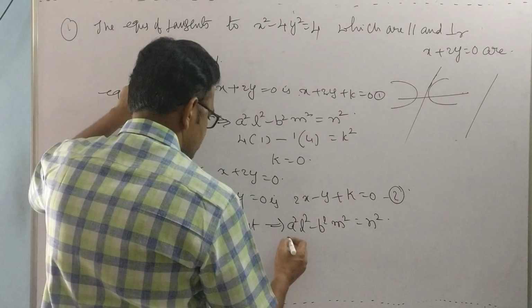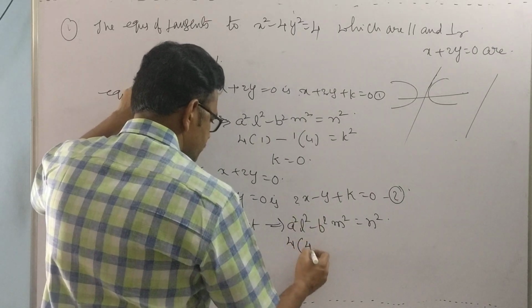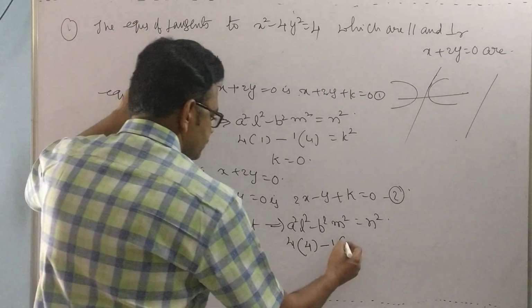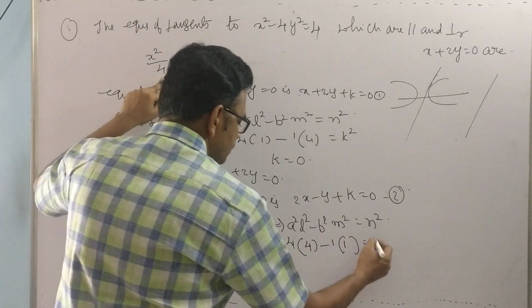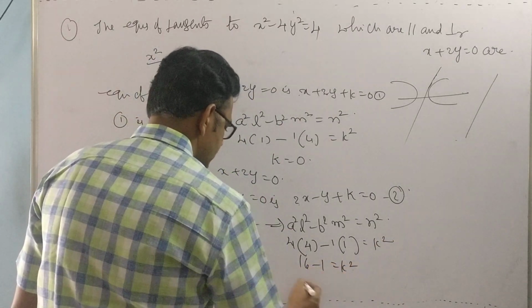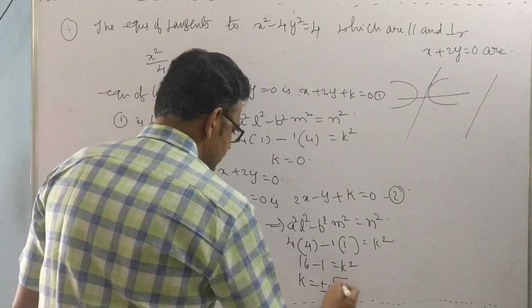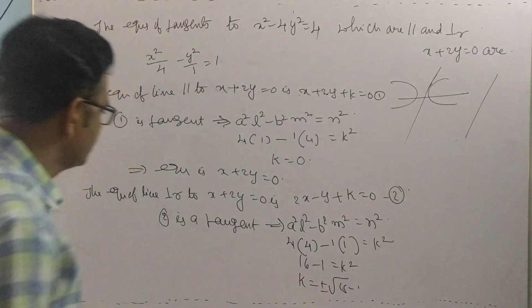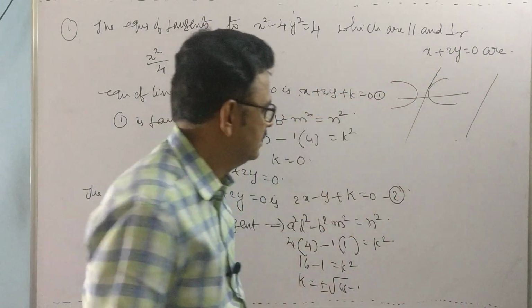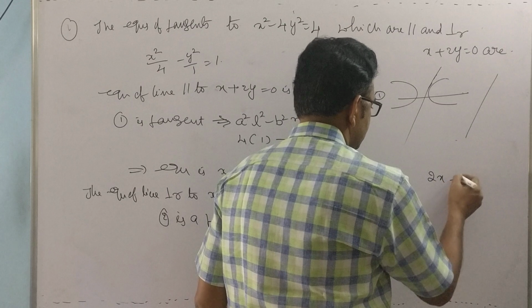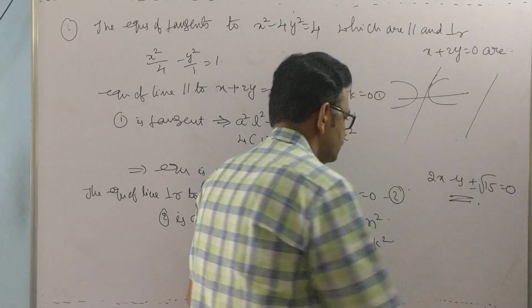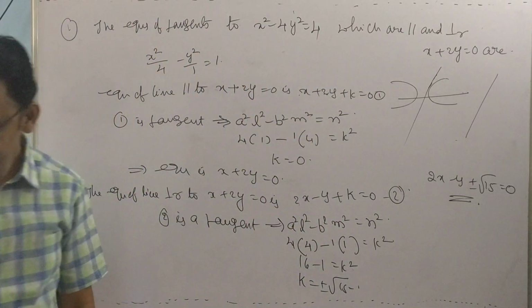What is a square? This is 4. L square is 4. B square is 1 and m square is 1, m is 1, equal to k square. So this is 16 minus 1 equal to k square. K is equal to plus or minus root 15. So the equations of tangents which are perpendicular to this one are 2x minus y plus or minus root 15 equal to 0. These are the tangents.